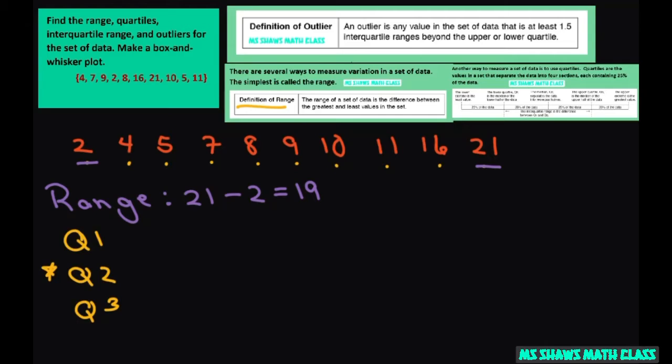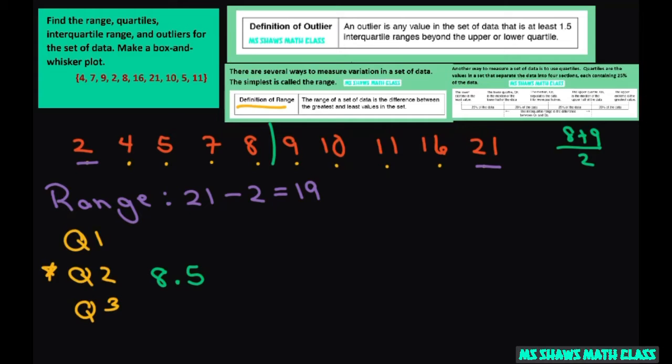So since we have 10 numbers, what I'm going to have to do is take 1, 2, 3, 4, 5, and 1, 2, 3, 4, 5. The median is 8.5, because you just take 8 plus 9 and divide by 2. Or you can just kind of tell by looking.